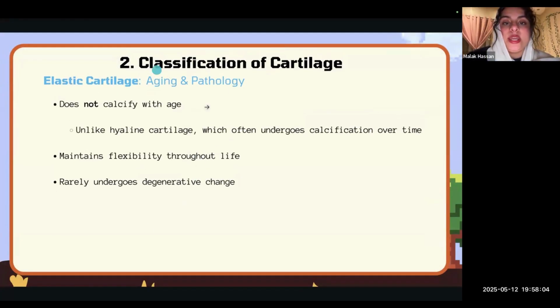Okay, so what about aging? What happens when a person ages with time? Elastic cartilage will not calcify with age. This is different from hyaline cartilage, which will often undergo calcification over time, right? And this is a good thing because you don't want your ears to calcify, right?